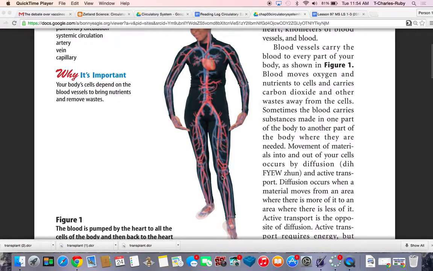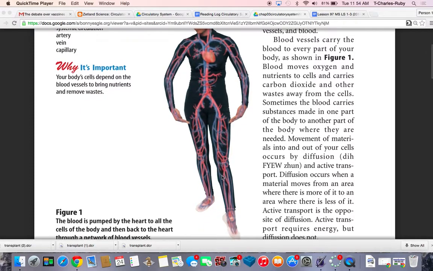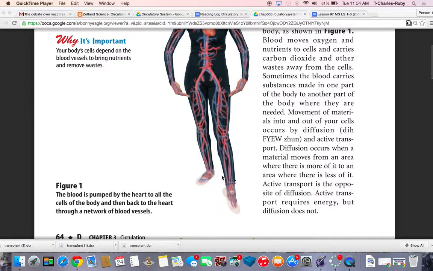Diffusion occurs when materials move from an area where there is more of it to an area where there is less of it. Active transport is the opposite of diffusion. Active transport requires energy, but diffusion does not.